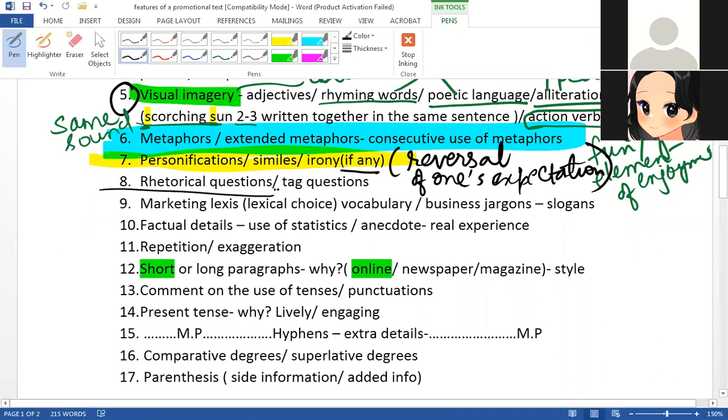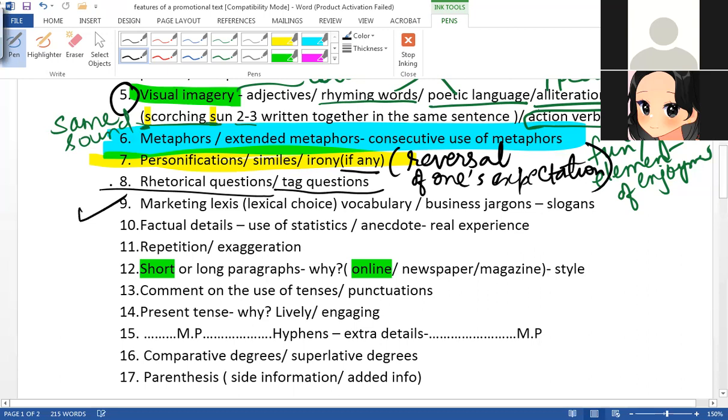Tag questions are always confirmatory questions. They will always ask you towards the end, isn't it? Wasn't it? Won't you? Don't you? So let's say you're taking an English language class, aren't you? So this is what we call a tag question. These both combine together to make the reading more relatable, as if the writer is talking to you.